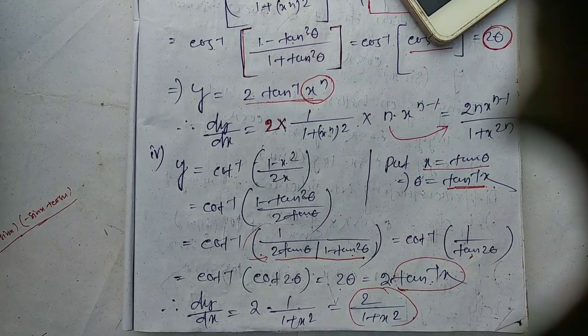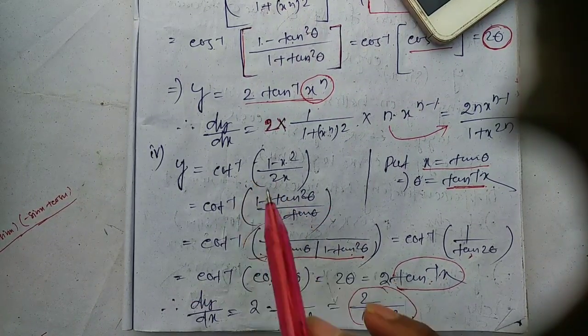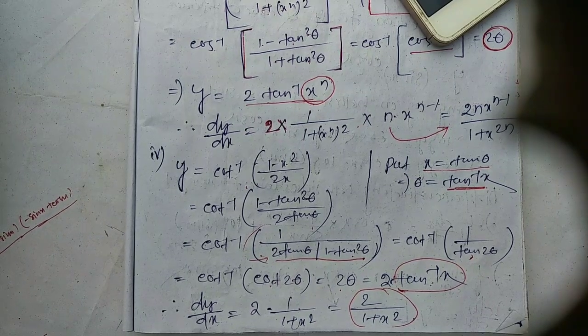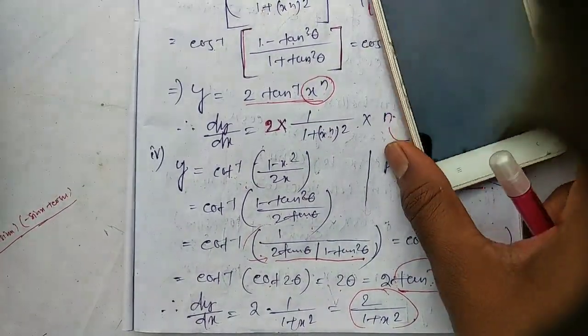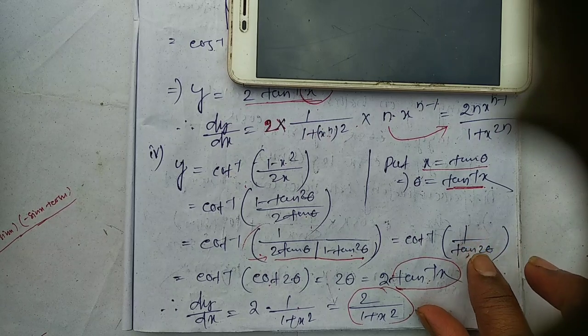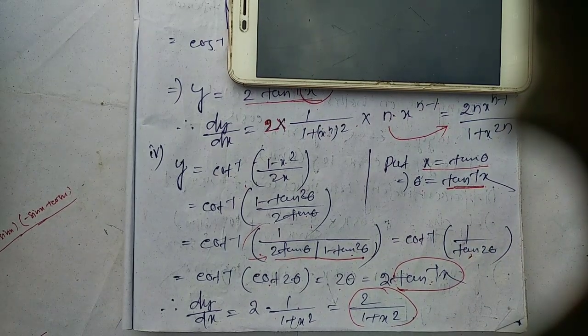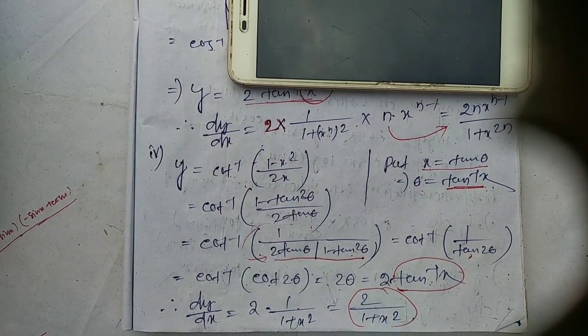Sometimes we can apply a direct formula, but if we apply the direct formula, the expression becomes complicated to simplify. So we will not use the direct formula; we use substitution to solve it. We will not apply the direct formula.